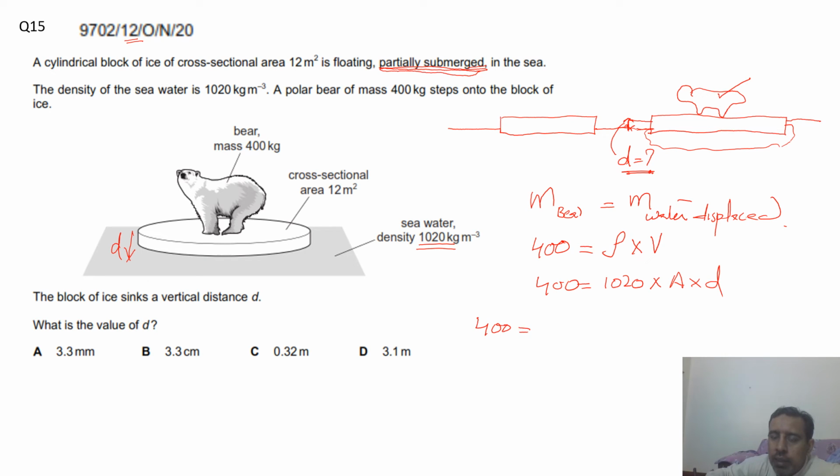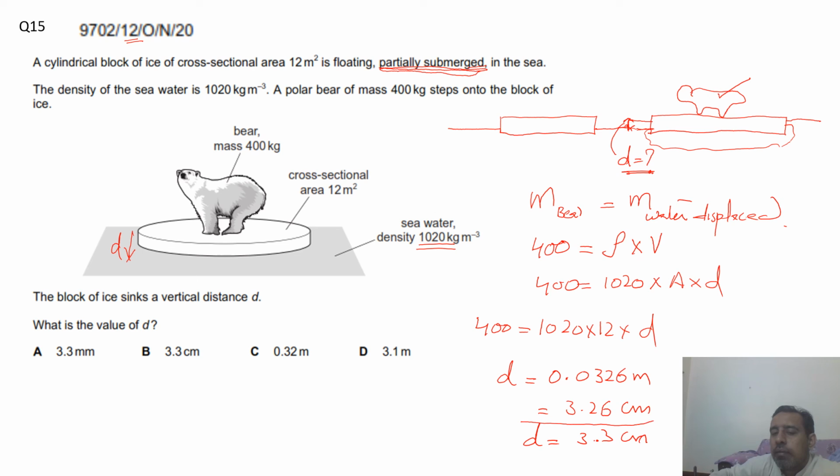So 400 = 1020 into 12 into D. By solving this from the calculator, we can have 0.0326 meters, and in centimeters it is 3.26 cm, or you may write it as 3.3 centimeter. This one. So option B is correct.